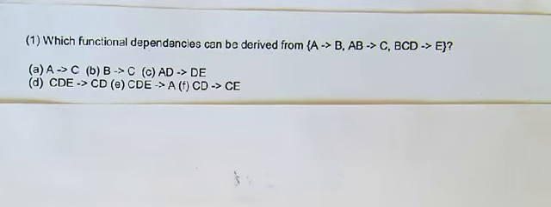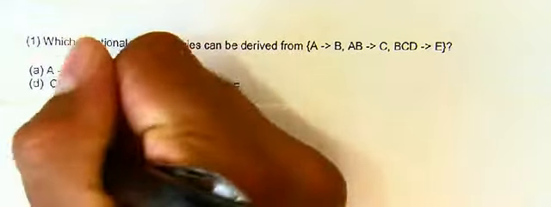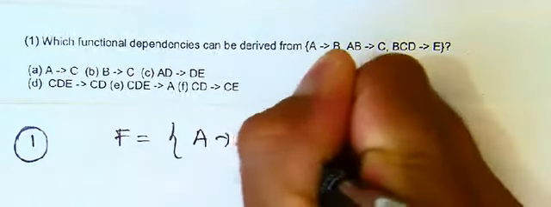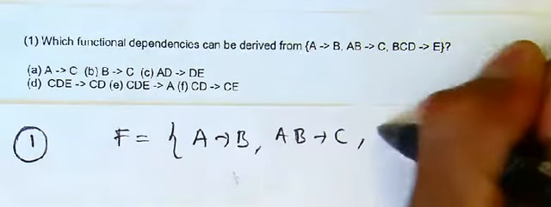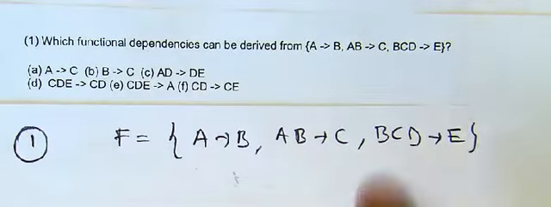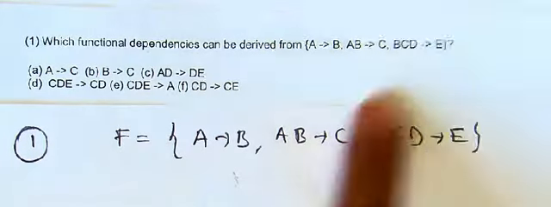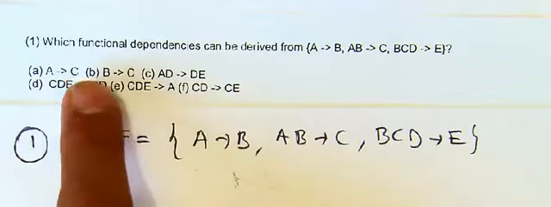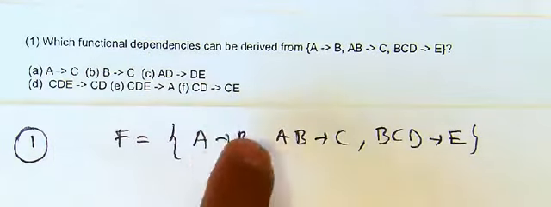Hi, in this tutorial we will solve the following exercises. So for exercise number 1, we have the following set of functional dependencies that is given, which is this. And given that set, we will answer if these functional dependencies can be derived from that set.